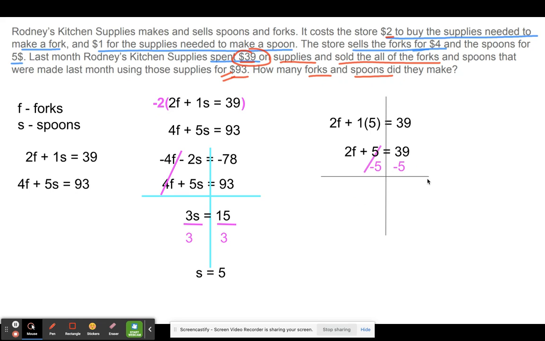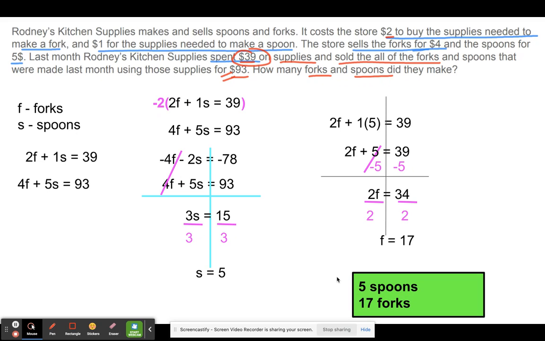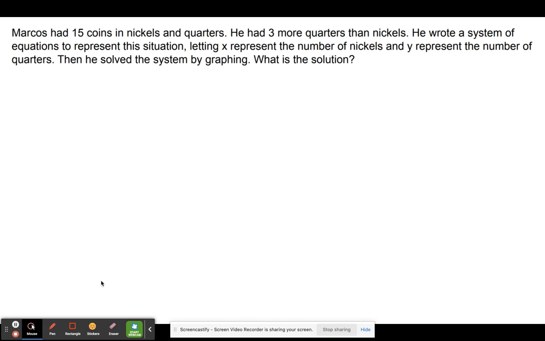Okay, that cancels out the 5 there. I get 2F equals 34 after I subtract 5. Now divide by 2 on both sides, and I get forks, F, is equal to 17. So the amount of spoons I had was 5, and the amount of forks I had was 17. Okay. All right, last one here.